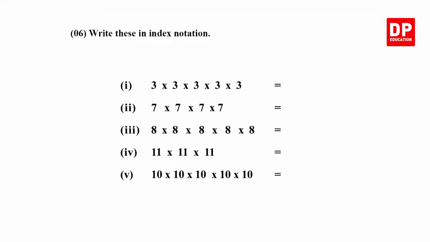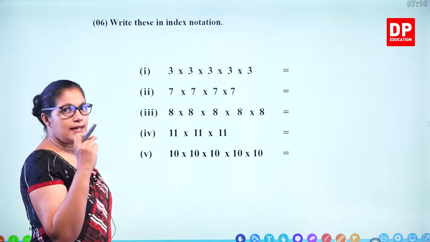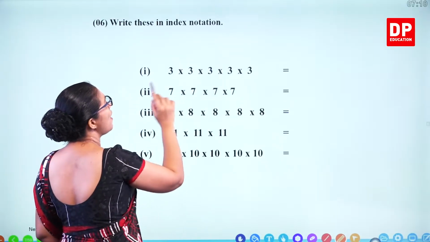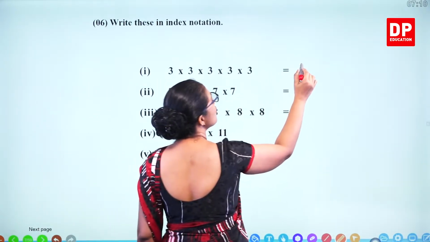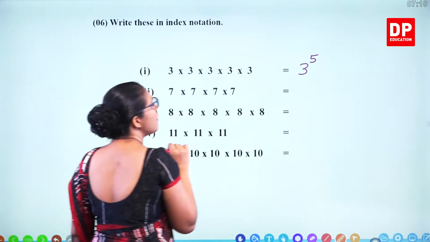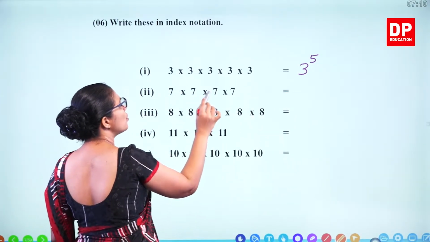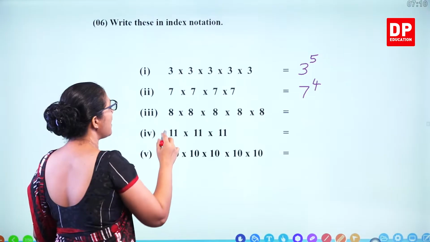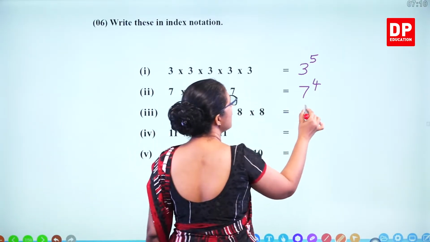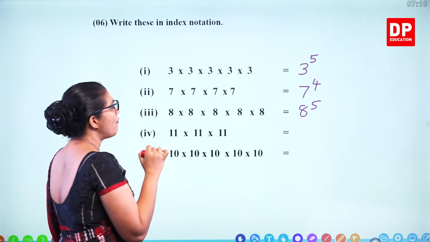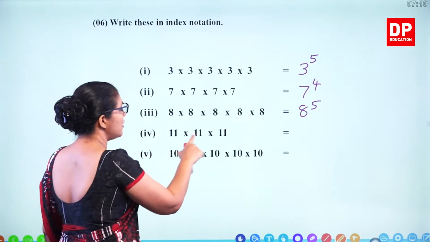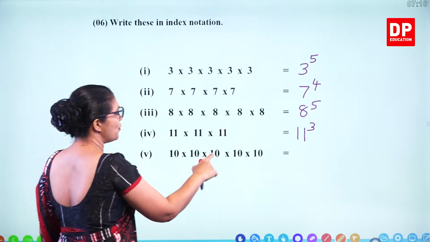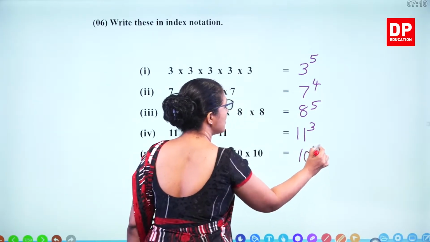Write these in index notation. That means you have to write in base and index form. How many 3's are there? 1, 2, 3, 4, 5. So you can write 3 to the power of 5. How many 7's are there? 1, 2, 3, 4. 7 to the power of 4. How many 8's are there? 1, 2, 3, 4, 5. 8 to the power of 5. How many 11's are there? 3. 11 to the power of 3. How many 10's? 1, 2, 3, 4, 5. 10 to the power of 5.